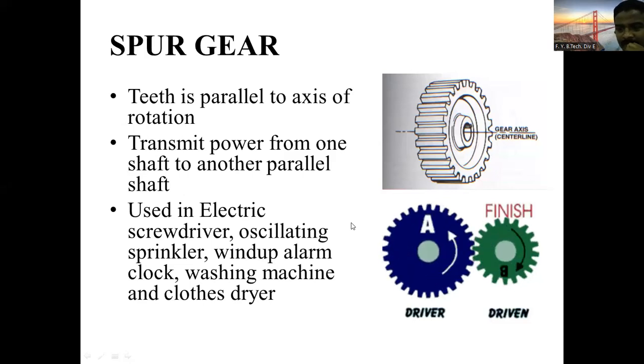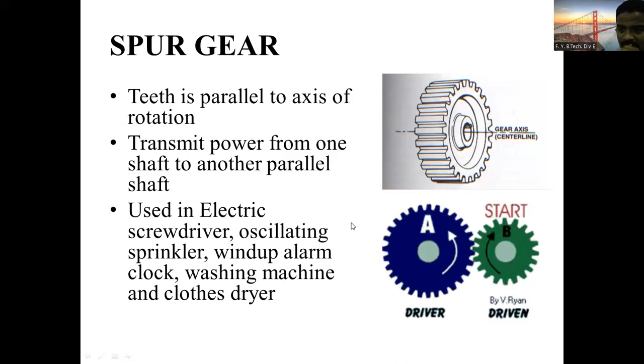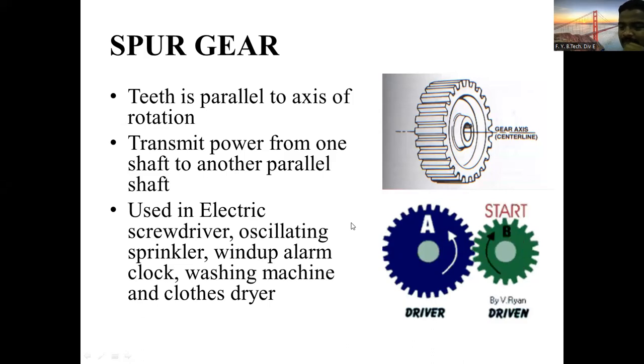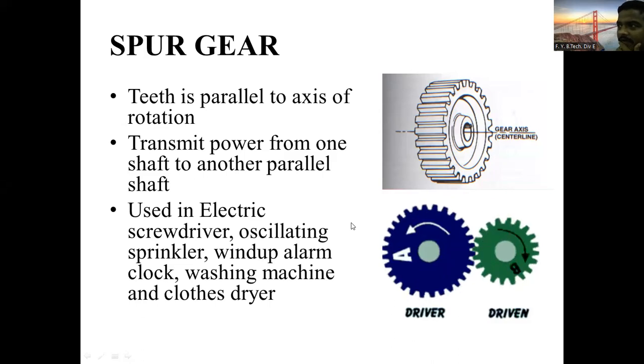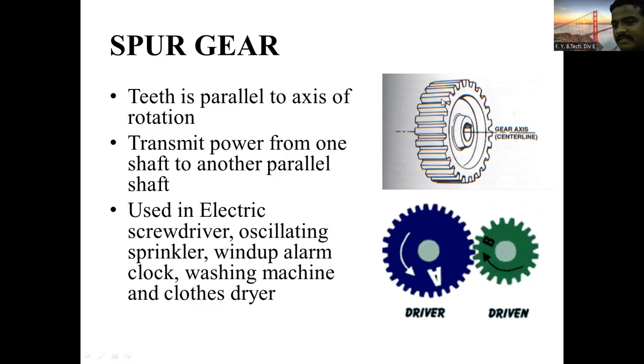Now look at the picture. What is your observation? You can see the animation also. What is your observation? Both the gears are meshing each other and rotating in opposite directions. Okay, this is one. And second, spur gear teeth are cut straight.